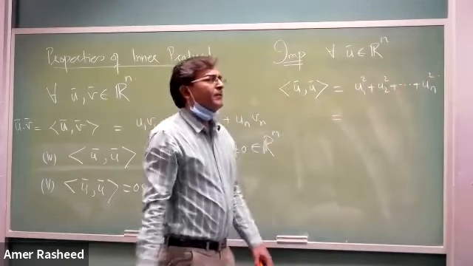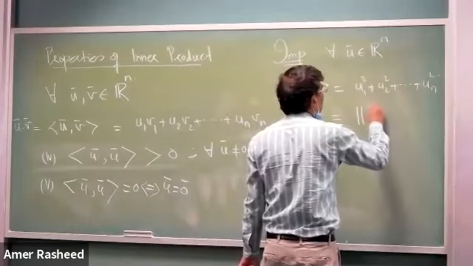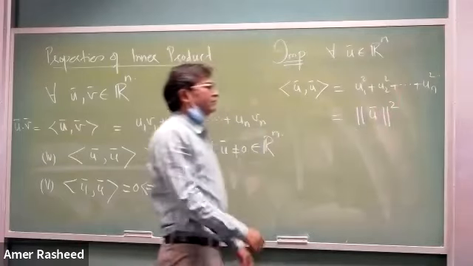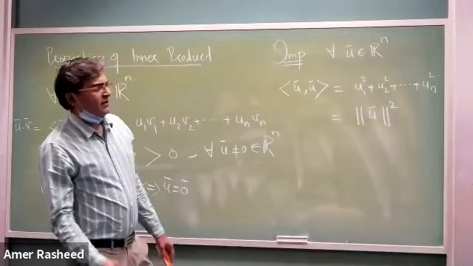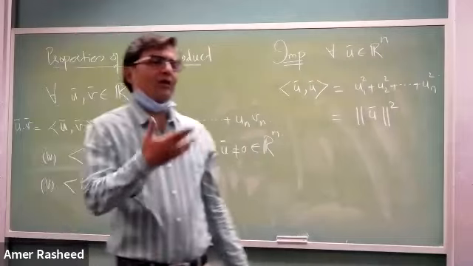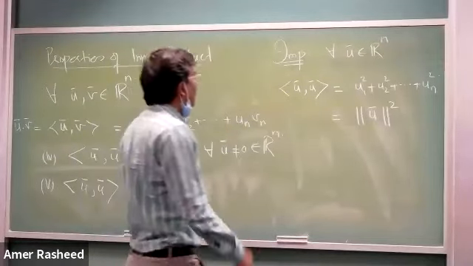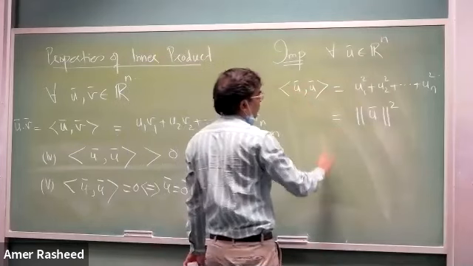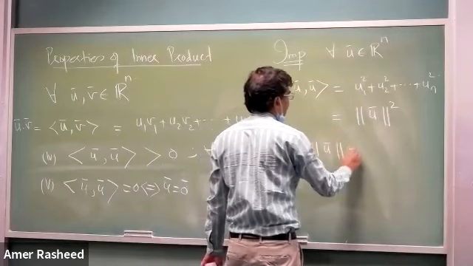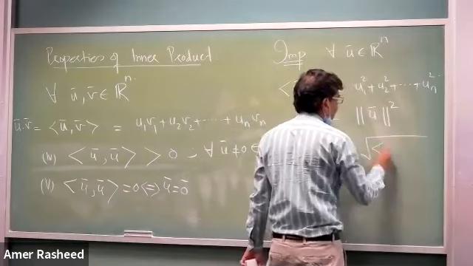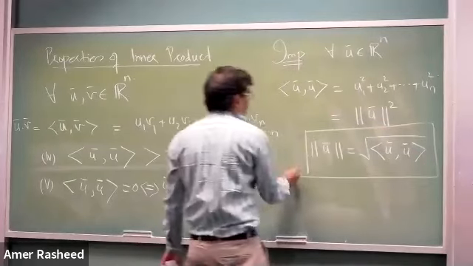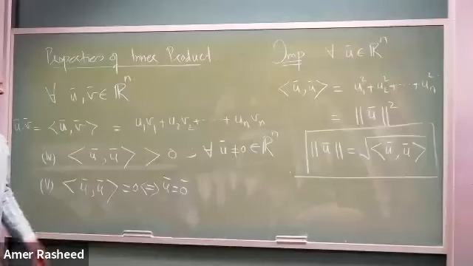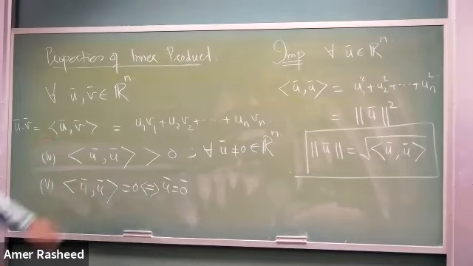This is basically the norm of u squared. Because norm of any vector, we have already defined it: it is the sum of squares of its components, then we take the square root. So what we obtain from here is that the norm of any vector is equal to the square root of its inner product with itself. This is a very important result, which we will use subsequently very often. So till here, if you have any question, you can ask.